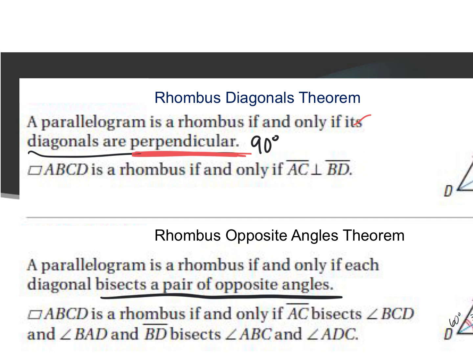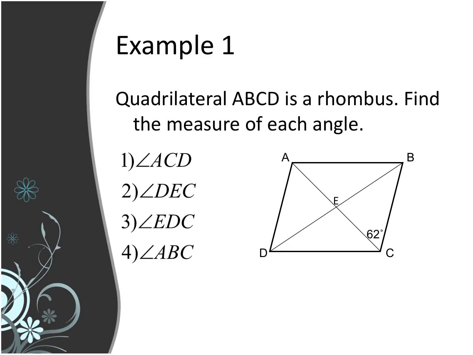The diagonals of a rhombus are perpendicular. Let's do this. Example 1. Quadrilateral ABCD is a rhombus. Circle it. That's the most important part of this entire word problem: it told you it was a rhombus. So all my rhombus rules apply.